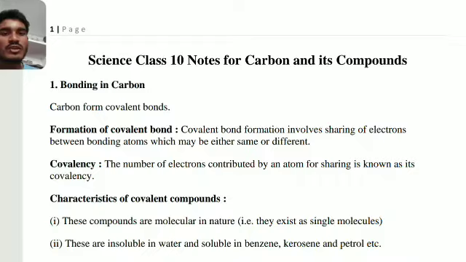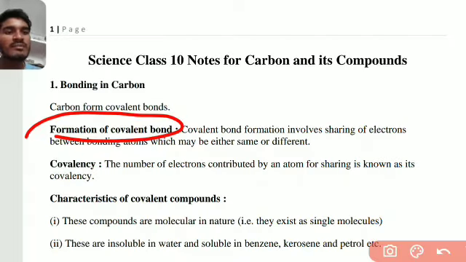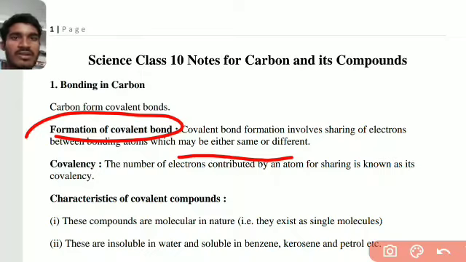So formation of covalent bond means, I already told you, covalent bond formation involves sharing of electrons between the two atoms, maybe either the same or different. Okay, I told you just now. And formation of covalent bond, here we can already see.